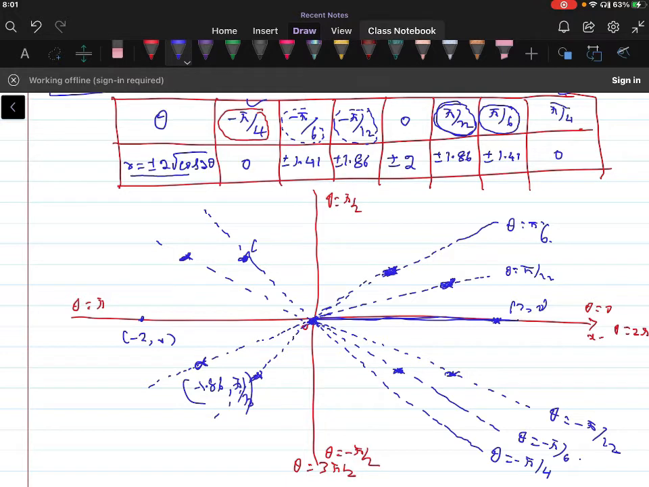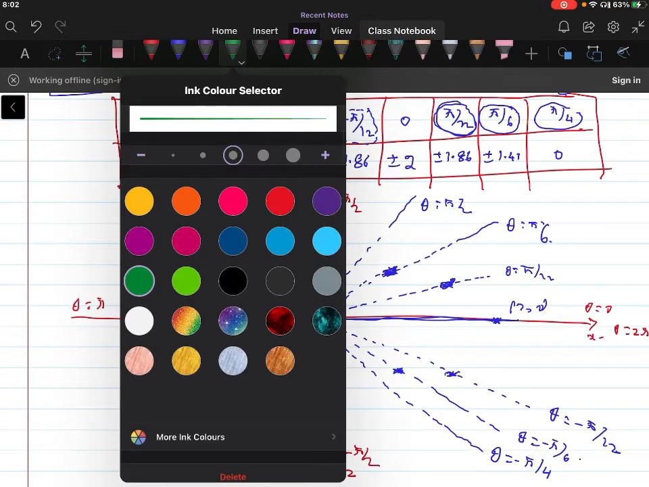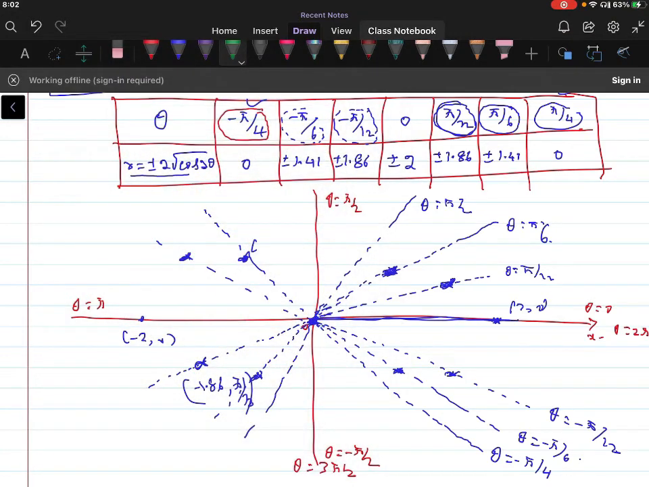For theta is equal to pi by 4, r will be 0. So just draw the line theta is equal to pi by 4, which makes an angle pi by 4 with the initial ray, and r will be 0. So that is the origin point. Now we have to plot the curve. When theta is equal to minus pi by 4, you start here. When theta is equal to minus pi by 6, the curve goes like this.